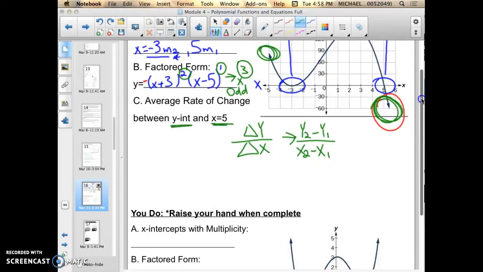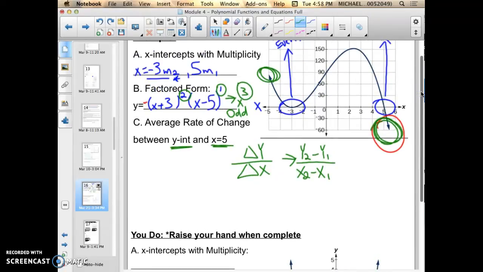So the y-intercept, again, is where the polynomial function intercepts with the y-axis, and that is right here. And so that coordinate point, or that plotted point, again, the x value at the y-intercept is 0, and its y value goes up to 90. So that is my first plotted point. So they want to know between 0 and 90, and I need to identify that this is my x1, my first x value, this is my y1, my first y value.